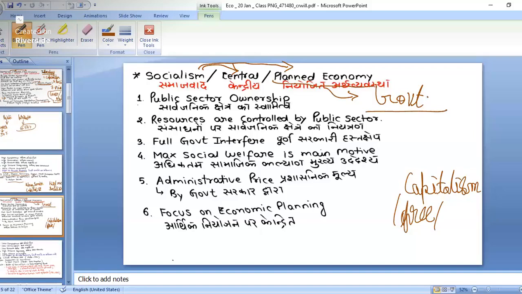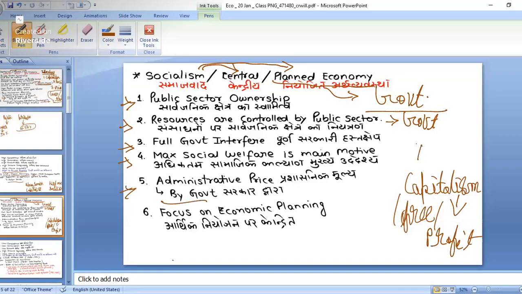Here public sector ownership takes place. Resources are controlled by the public sector, which means the government or government companies. Then full government interference happens in the socialist type of economy. Maximum social welfare is the main motive, whereas in capitalism we saw that maximum profit is the main motive. Here administered price takes place, administered by the government.